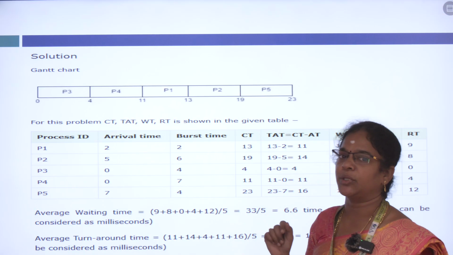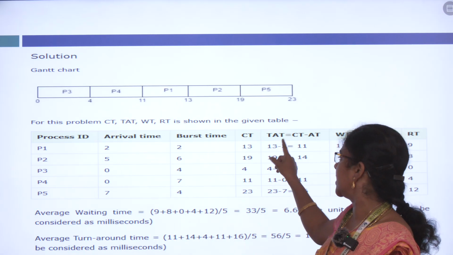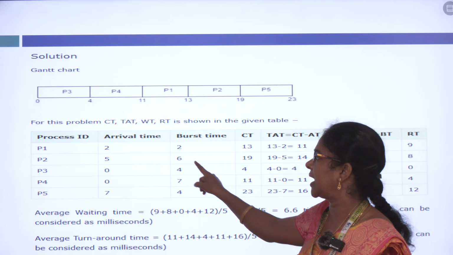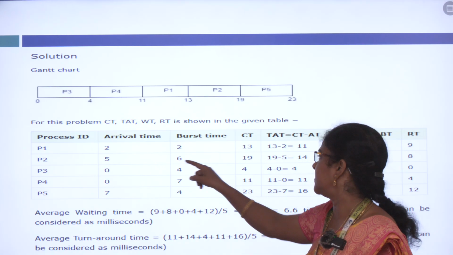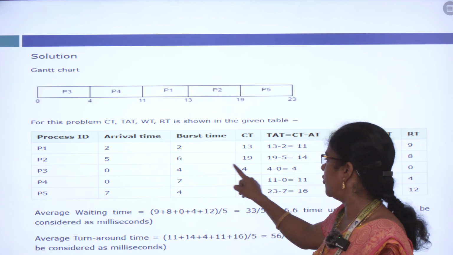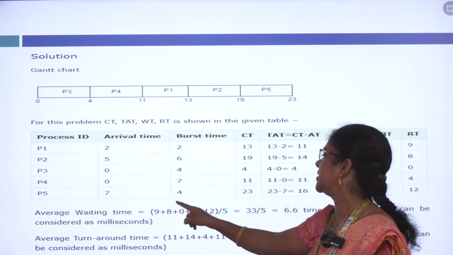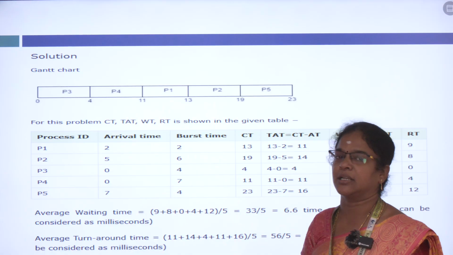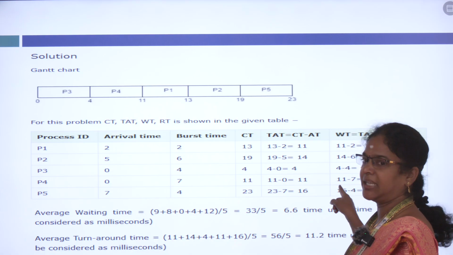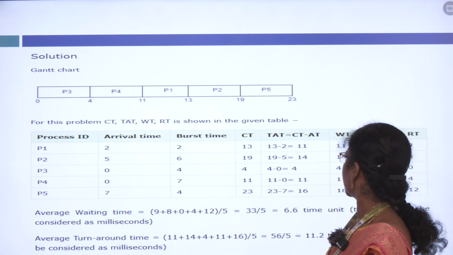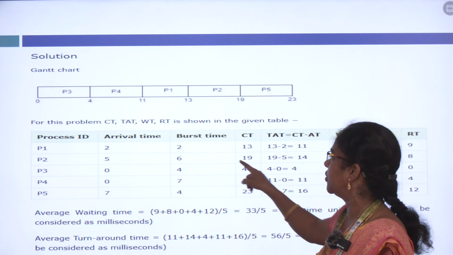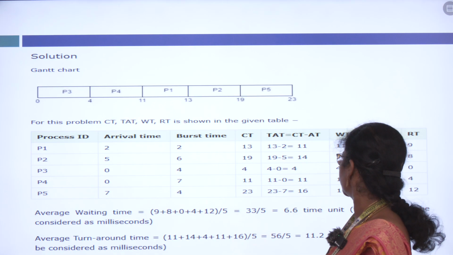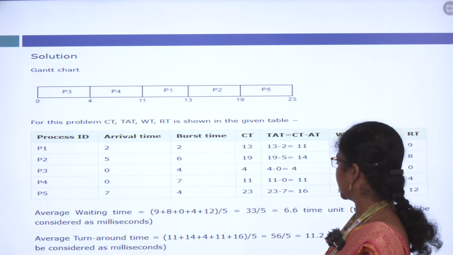Now we find the turnaround time. Already I told you, turnaround time equals completion time minus arrival time, that is CT minus AT. So 13 minus 2, 19 minus 5, 4 minus 0, 11 minus 0, 23 minus 7. This is the turnaround time. Next is the waiting time. Waiting time is nothing but turnaround time minus burst time. We already know the turnaround time and the burst time is given, so we subtract and the waiting time is calculated.